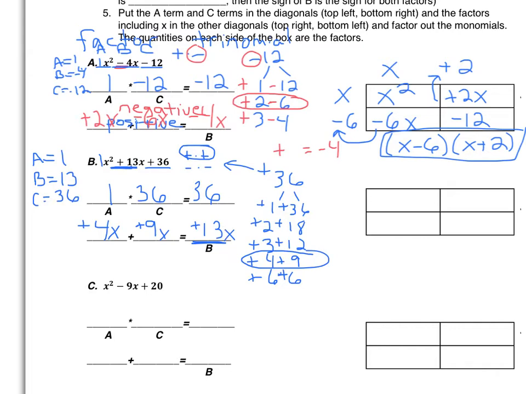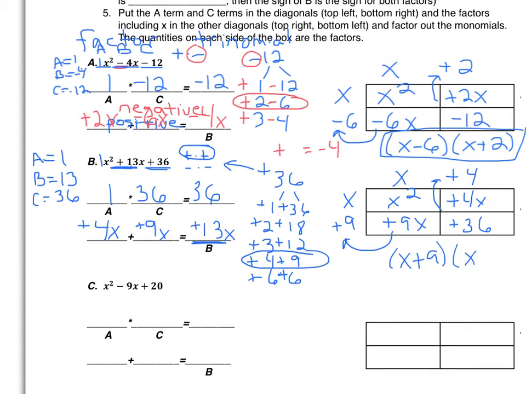When we combine 4x and 9x, we get the middle term 13x. So let's fill it in. We have x squared, and then 13x splits into 4x and 9x, and then our constant is 36. And we're going to factor out what's common. On the top row I have x and 9, and because this is positive, I can factor out an x, and factor out a 4, and because this is positive, this is positive. So we have x plus 9 and x plus 4.